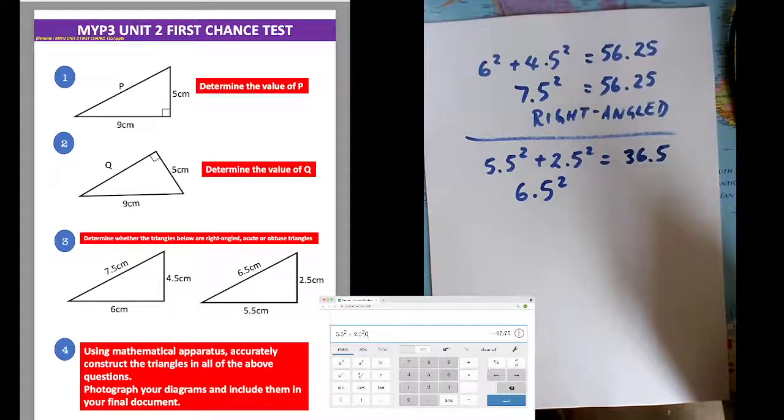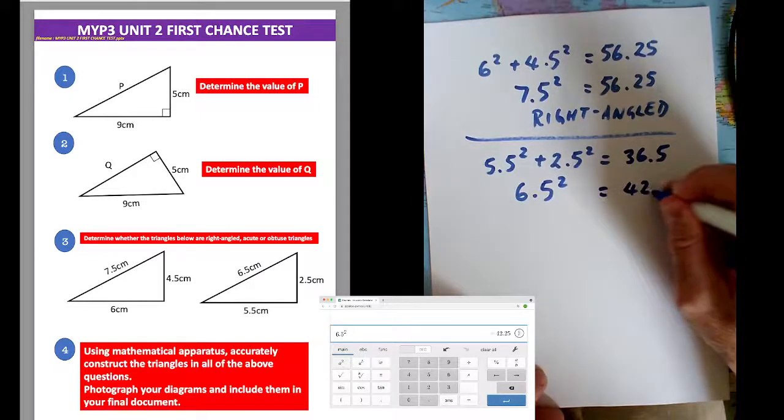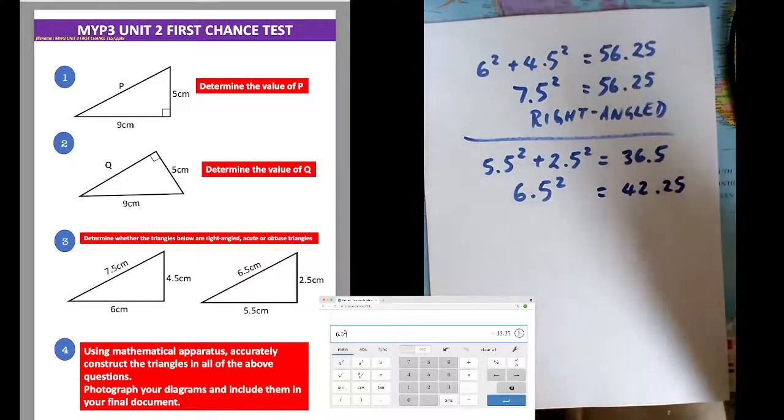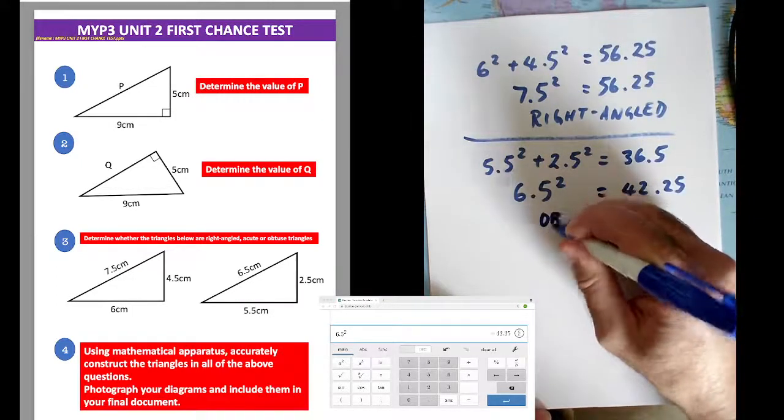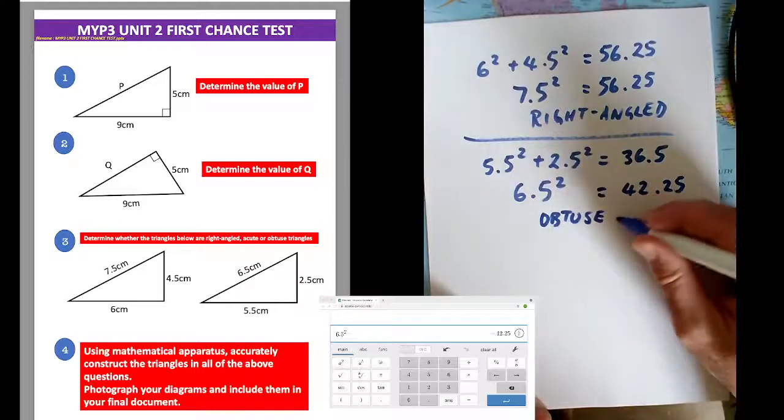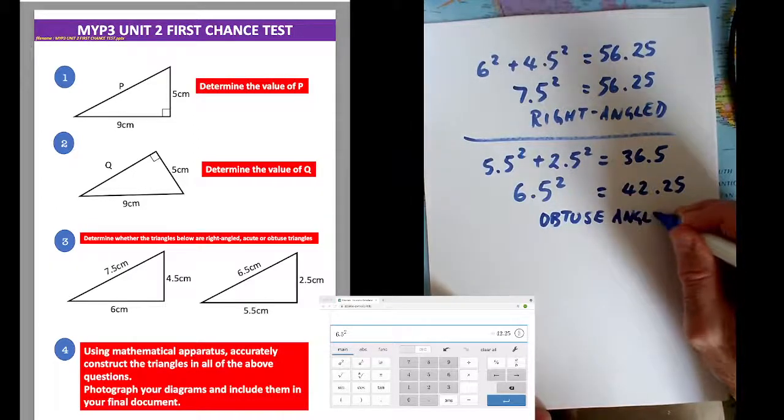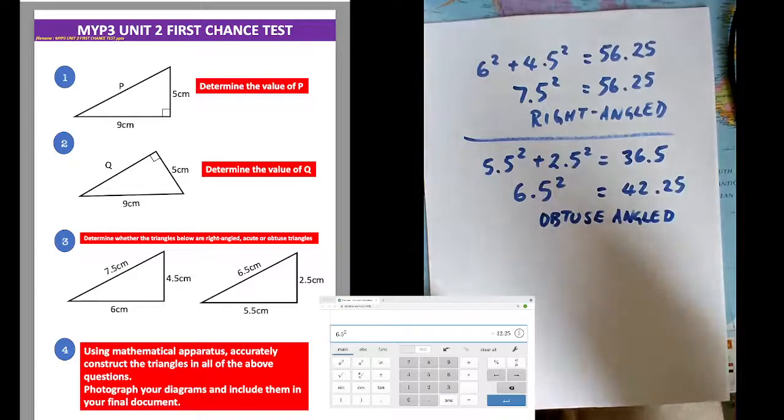6.5 squared, clear that again, 6.5 squared is 42.25. So that longest side is far too long for that to be a right-angled triangle. So because that longest side is too long, it's going to make the angle bigger than a right angle. So therefore it is an obtuse angled triangle.